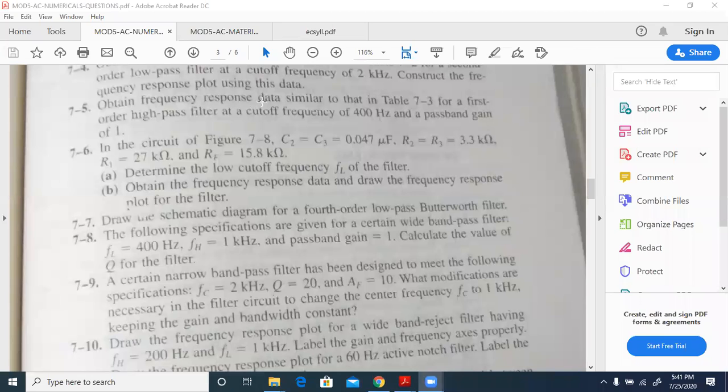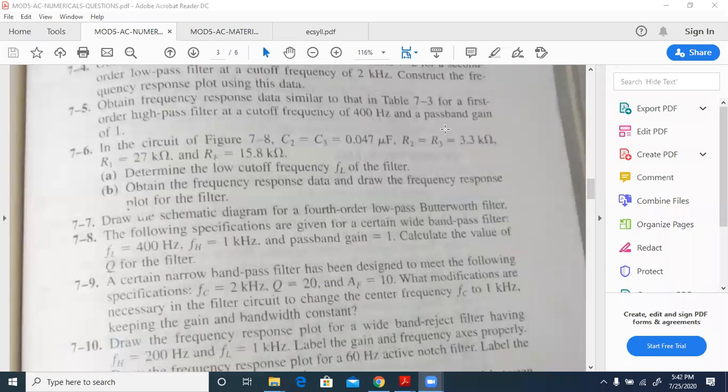So now we will take up problems concerned with the first ordered high pass filter as well as the second ordered high pass filter. Okay, so 7.5 is: obtain frequency response data similar to the table in 7.3 for the first ordered high pass filter at a cutoff frequency 400 Hz and a passband gain of 1.